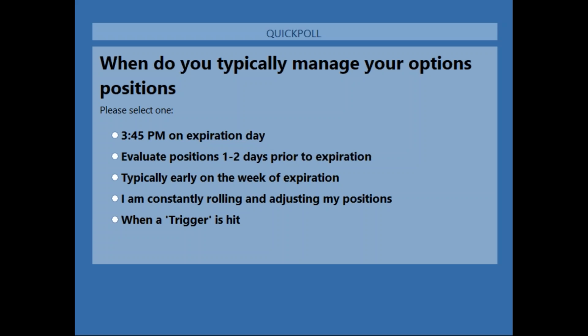Are you constantly adjusting positions, rolling up, rolling down, rolling out in time? Or do you look to manage a position when one of your triggers is hit, maybe based on a stock technical, stock fundamental, price of the stock, price of the option, decay as well?